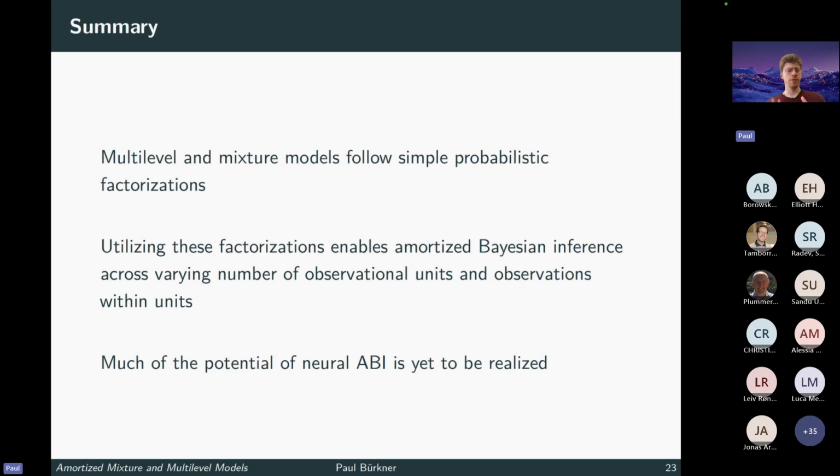Neural ABI is a really cool field. I'm very excited to have worked on it in the past couple of years. However, much of the potential of neural ABI is yet to be realized. And whoever is interested in working with us on any of the topics related to neural ABI, please reach out to us and we would be more than happy to work with you.